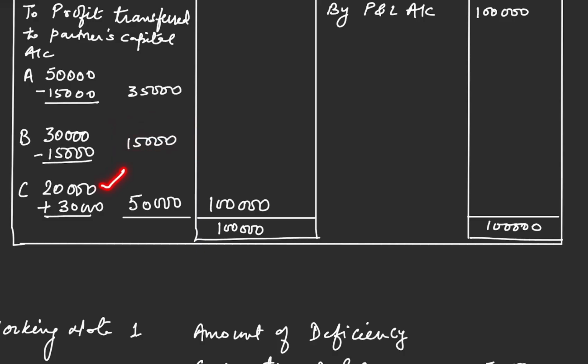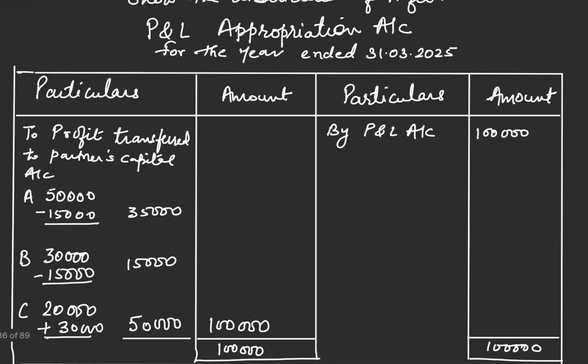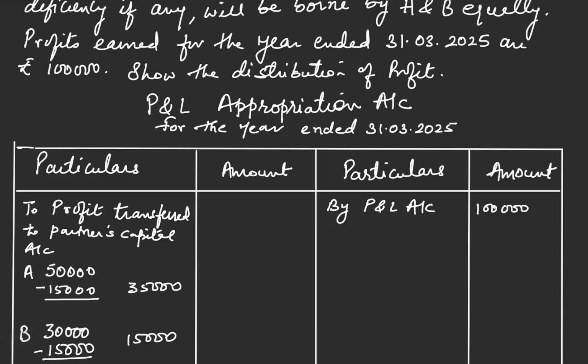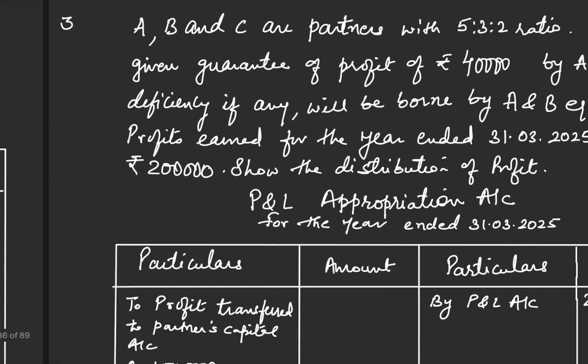Whereas C, as per the profits, initially needs to get 20,000, but he has been given guarantee of rupees 50,000 minimum. To make this amount 50,000, we have added rupees 30,000. So finally A will get 35,000, B will get 15,000, and C will get the minimum guaranteed amount of profit, that is 50,000. So this is how the profits are being distributed between the partners, and the right of this minimum guaranteed profit is being invoked because there was a deficiency of rupees 30,000. Let's discuss another question.